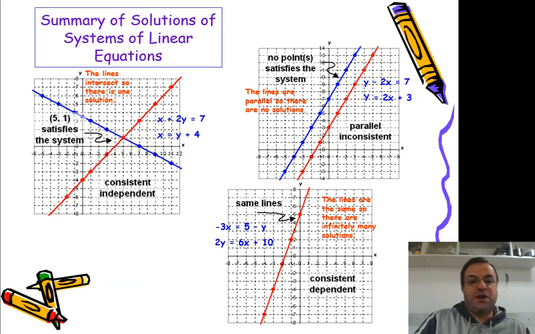Before I move to the second part, I have a summary of solutions of systems of linear equations. We have three cases. One is with one solution, like here where (5, 1) is the solution. The second case is where the system has no solution, where the two lines, as you see here, are parallel. And the third case is where the two lines have the same equation, so the two lines coincide, and we say that there are an infinite number of solutions.